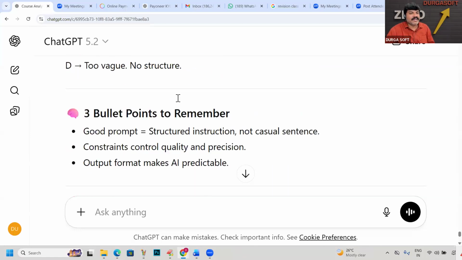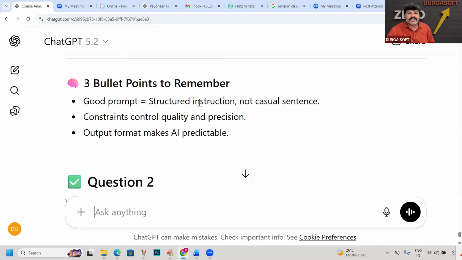So, why are the others wrong? Three bullet points is a good prompt, a structured instruction, not a casual sentence. Constraints control quality and precision. Output format makes AI predictable. Okay, like this is the thing.